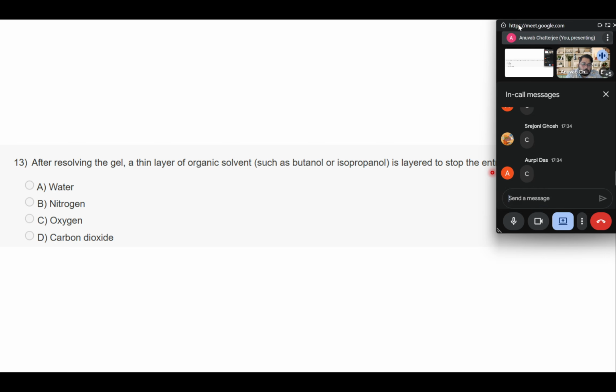Srijani says it is C, oxygen. Odopi also says it is C. Chandra also says it is C, oxygen. Anyone else? Yeah, Vivek also says it is C, oxygen.